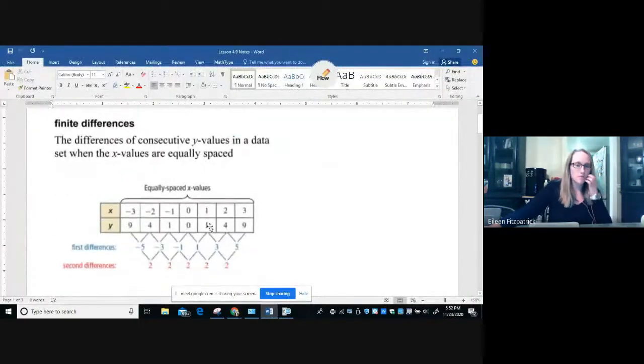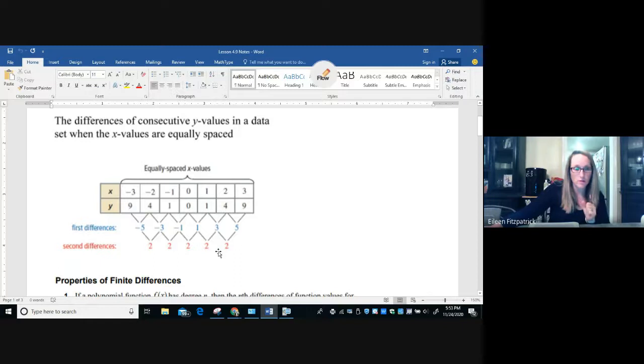Okay, so first, finite differences, which we've talked about in other lessons. The difference of consecutive y values in a data set when the x values are equally spaced, so equally spaced x's such as -3, -2, -1, 0, 1, 2, 3, all a difference of 1. Then we find the differences of the y values. If the first difference is constant, we know the data is linear. If the second difference is constant, so the differences of the differences, then the data is quadratic. If we have to go to the third differences to get the constant, then the data is cubic, and so on and so forth, okay?